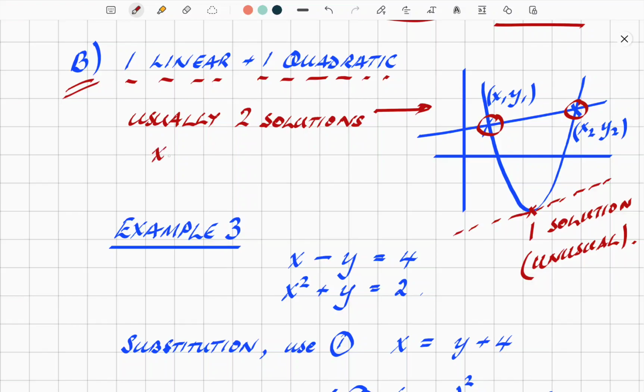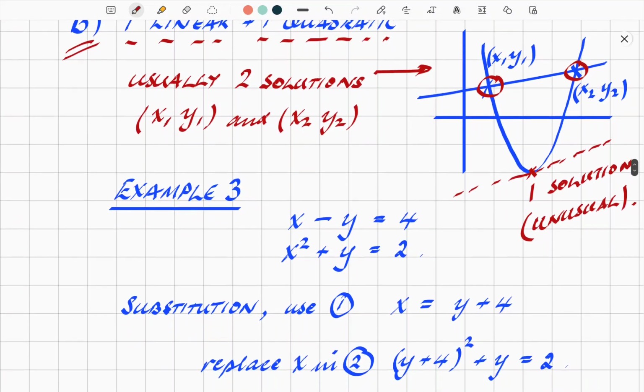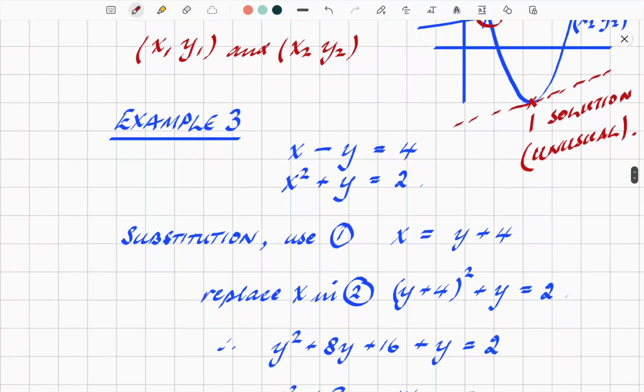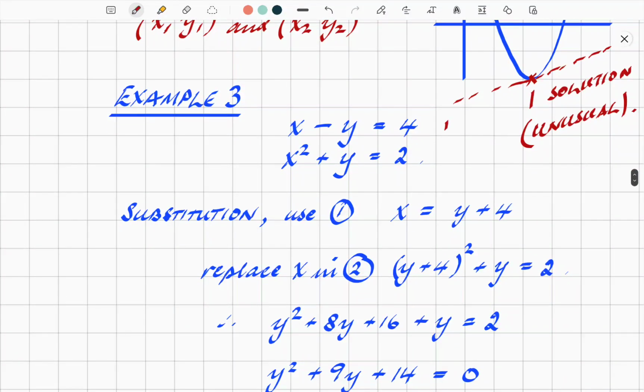So you're going to get x1, right? That's a 1, not a comma. y1 and x2, y2. All right. So two possible points and two possible solutions. Let's look at an example just to clarify this. So again, I've got my equation 1, x minus y equals 4. So that's the equation of a straight line. And the second equation, equation 2, x squared plus y equals 2. All right, so that is a quadratic.